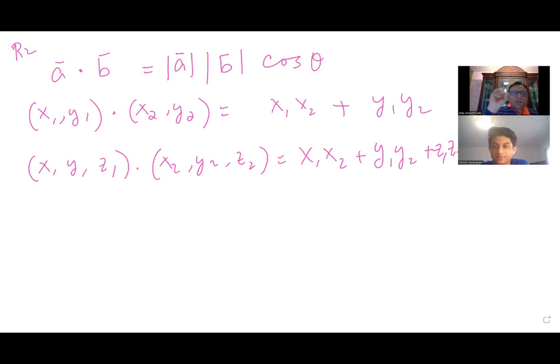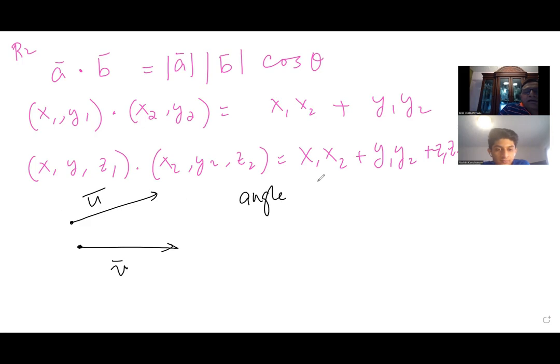Correct. Let's have an example. We have a vector u, let's say, and we have a vector v this time, horizontal. And let me say that the angle between them is, let's say, 60 degrees.